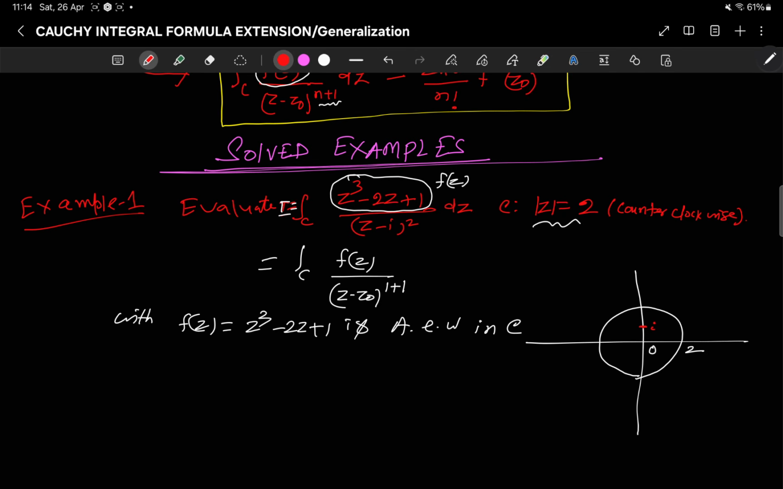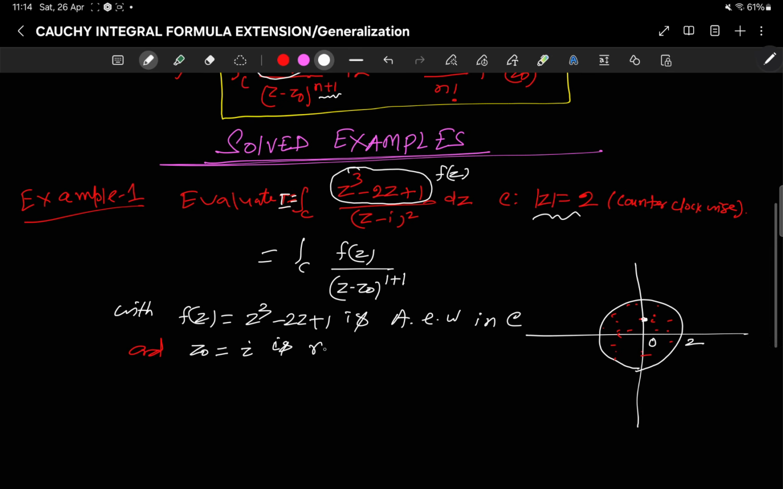So this is my C here. It is analytic everywhere in C, right? And my z0 is equal to i. This is a random point that lies within C. So thus we are ready to apply the Cauchy integral formula extension.